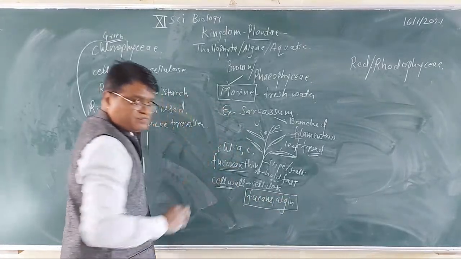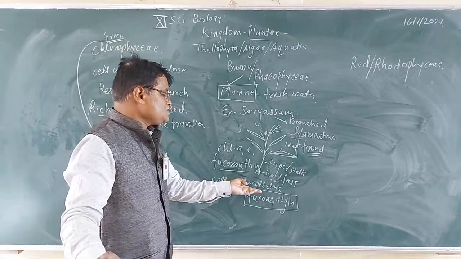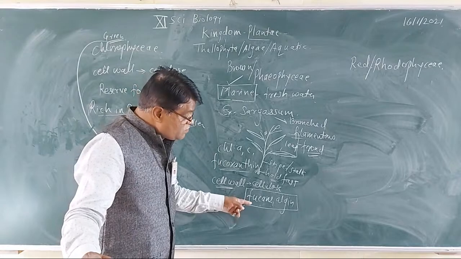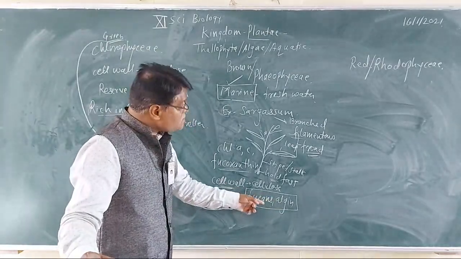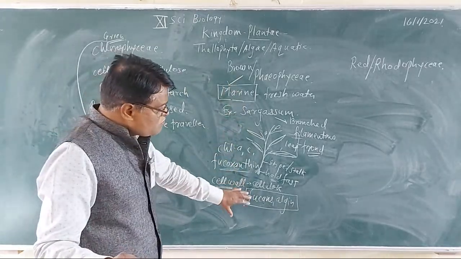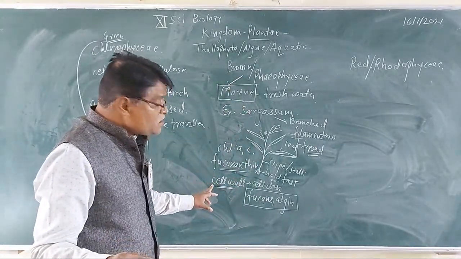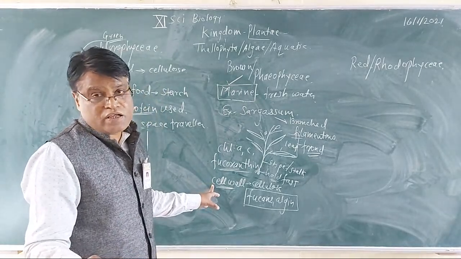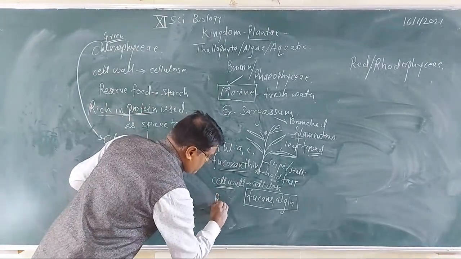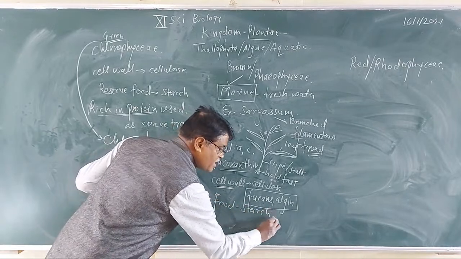It's the cell wall. Now in chlorophyceae, the cell wall is cellulose, no doubt. Here the cell wall is also cellulose, and one more component is also seen, fucans and algin. Fucans means the brown, it's a brown color, and this brown pigmentation is seen in pheophycin, no doubt. Reserve food: the reserve food is starch. Starch is the common reserve food, no doubt.